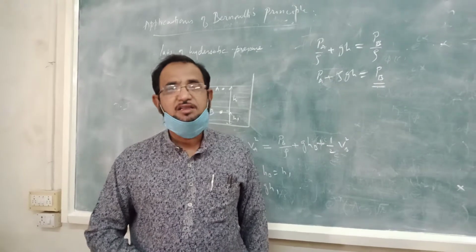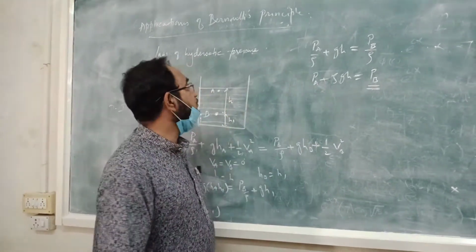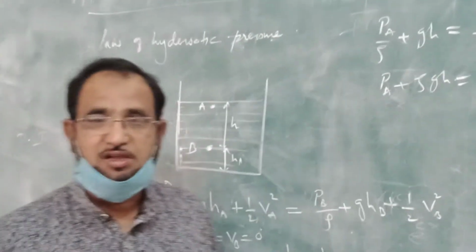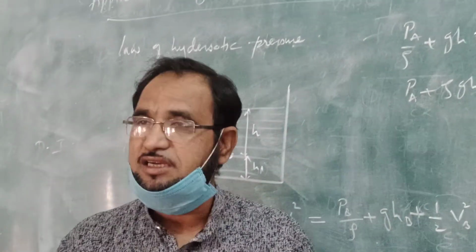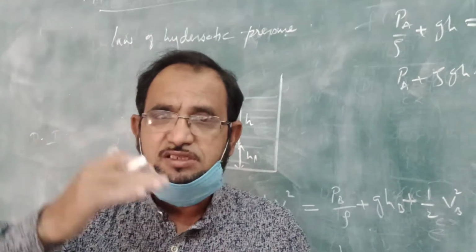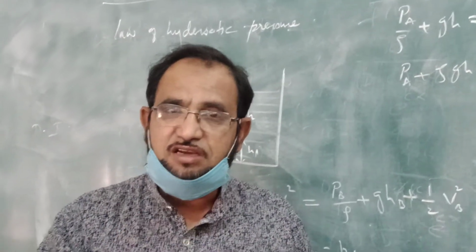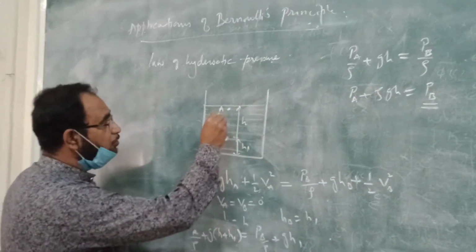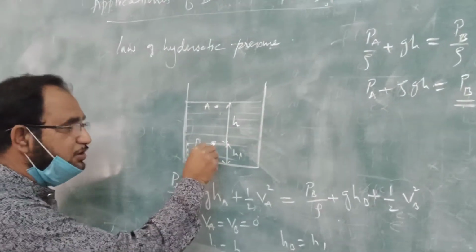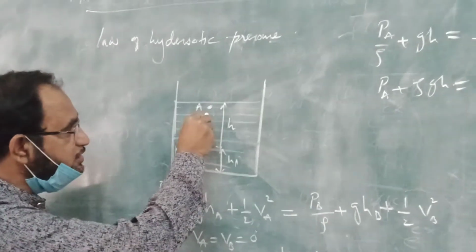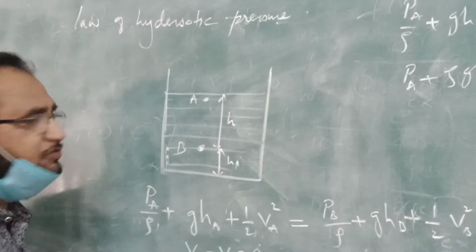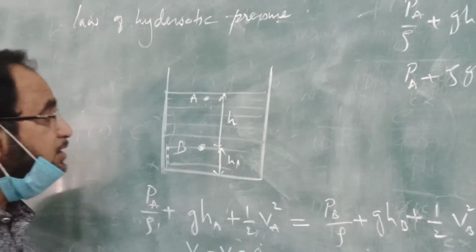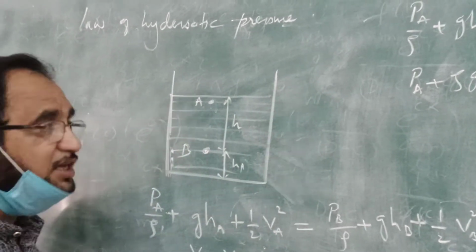So I will apply this Bernoulli's principle to the hydrostatic pressure, the law of hydrostatic pressure. We know that in hydrostatic pressure, as we go inside the liquid, the pressure of the liquid goes on increasing. So I will consider here 2 points, 2 molecules, molecule A and molecule B. Molecule A is situated near the surface of the liquid, and molecule B is situated well inside the liquid.